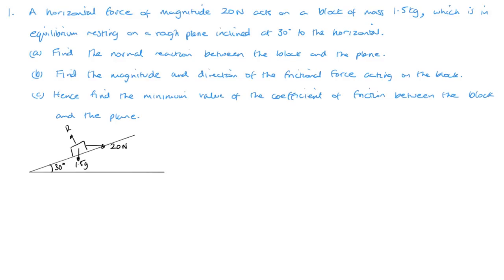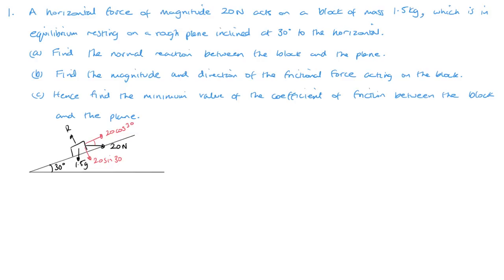Find the normal reaction between the block and the plane. Find the magnitude and direction of the frictional force acting on the block. Hence, find the minimum value of the coefficient of friction acting on the block. So let's resolve these forces. Going up the slope here, this is going to be 20 cos 30 because this angle is 30. So going down will be 20 sine 30.